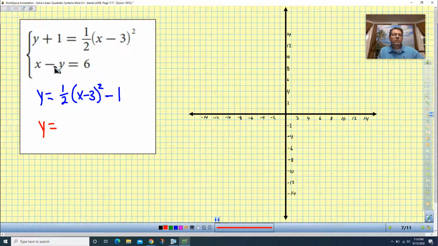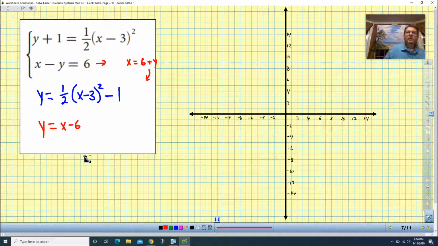And so, okay, this may take us a couple steps to make this one come over here. So if I bring my y over, that would give me x equals 6 plus y. And then I brought my 6 back over. That would be y equals x minus 6. Okay, so all right, that'll work. Got a couple steps to get that one straight.